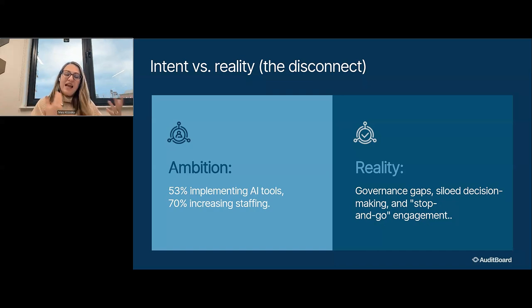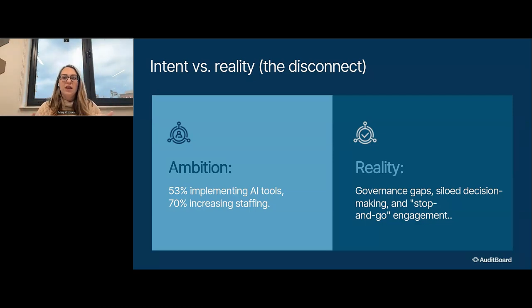So on the intent side, 53% of enterprises report implementing AI-specific tools, yet 39% plan to expand AI and machine learning, and then 70% expect to increase risk management staffing over the next 2 years. So that's good, but it also means that it might not be a resourcing thing, but sometimes it is a skills thing, or sometimes it's just working internally on collaboration, which we'll get into.